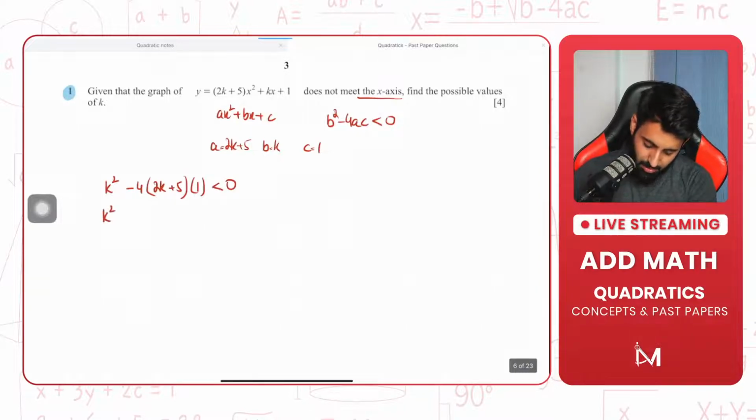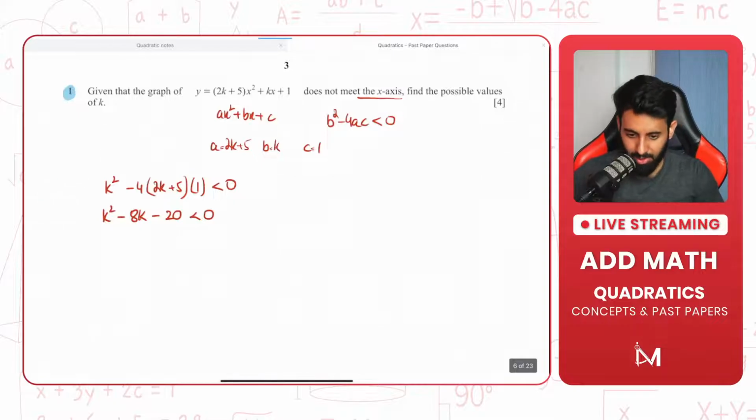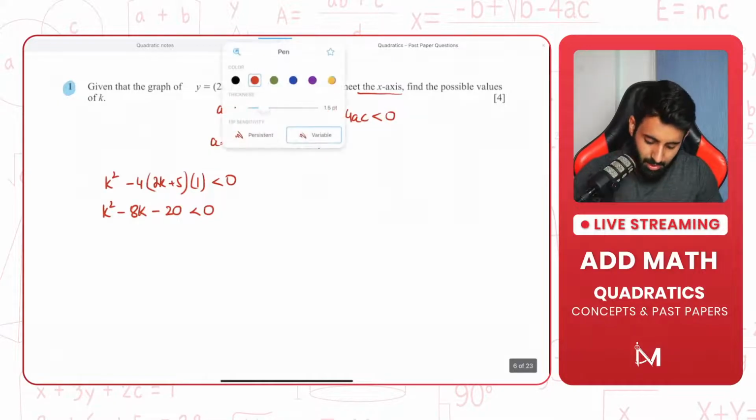So we have k squared minus 8k, and minus 4 into 5 is going to be minus 20, is less than 0. So again, we have ended up with a quadratic inequality, which we're going to solve like we would solve any other quadratic equation.